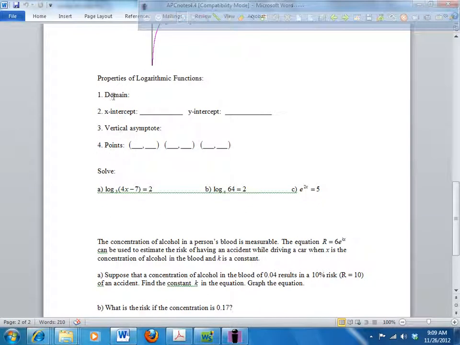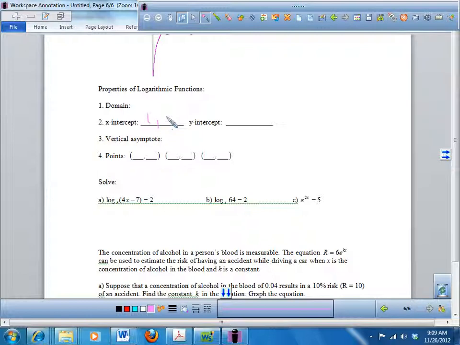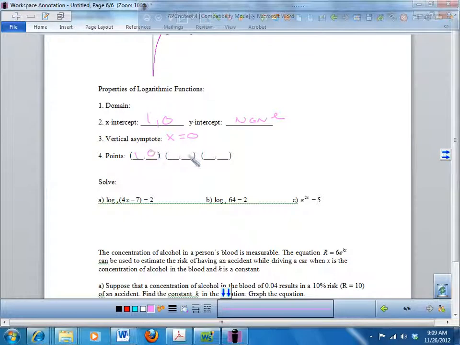Let's just talk about properties of logarithmic functions. It has an x-intercept at (1, 0). A y-intercept, none. A vertical asymptote at x equals 0. You have the points (1, 0) and (A, 1). Whoops, 1 comma A, sorry.